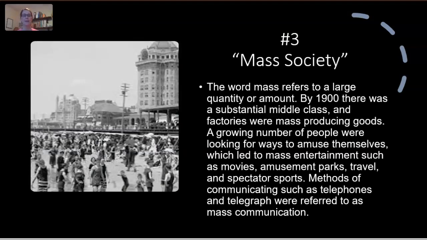Number 3, mass society. The word mass refers to a large quantity or amount. By 1900, there was a substantial middle class and factories were mass producing goods. A growing number of people were looking for ways to amuse themselves, which led to mass entertainment, such as movies, amusement parks, travel, and spectator sports. Methods of communicating, such as telephones and telegraph, were referred to as mass communication.